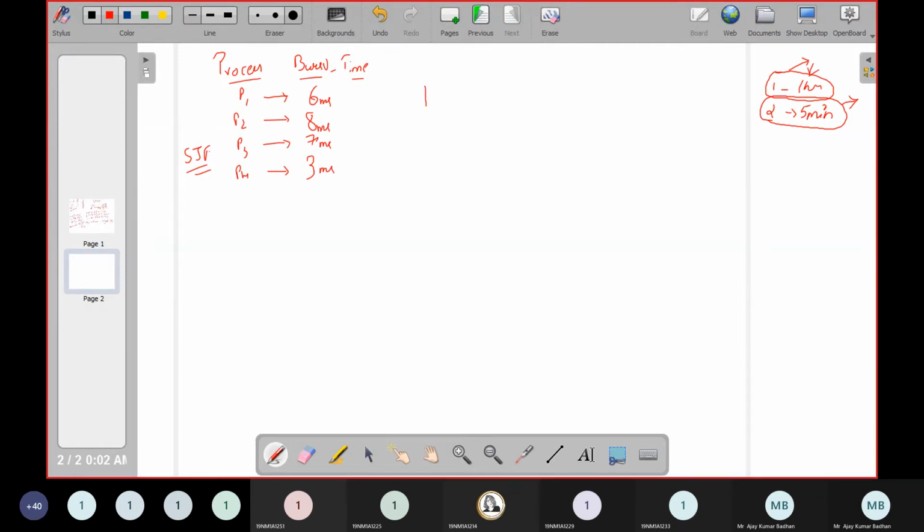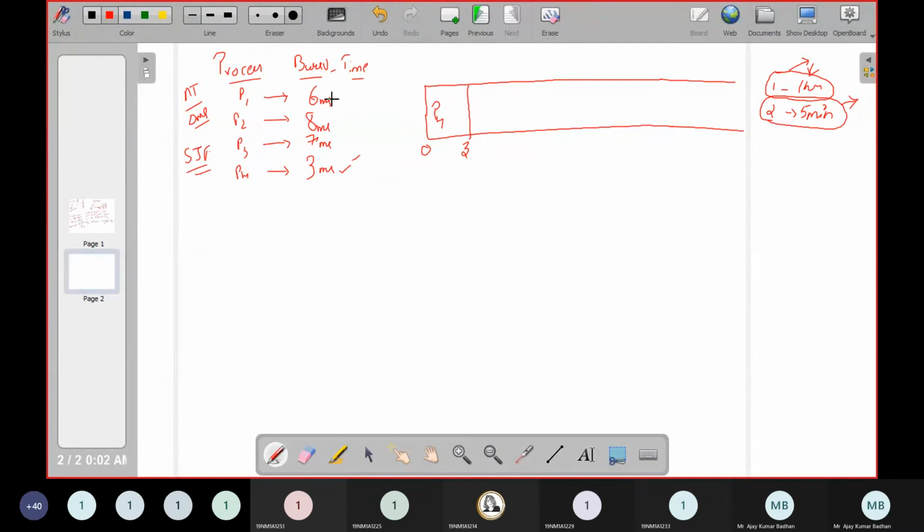So let's draw the Gantt chart and let me explain how it is going to work. Remember that I did not give the arrival time for the processes, so the arrival time for all the processes here is 0 milliseconds. So I'm going to start from 0. We have four processes P1, P2, P3, P4. Among these, which is the shortest burst time? You can see that 3 milliseconds is the shortest, so we will allocate process P4 first. It requires 3, so 0 plus 3 is 3 milliseconds. This task is completed.